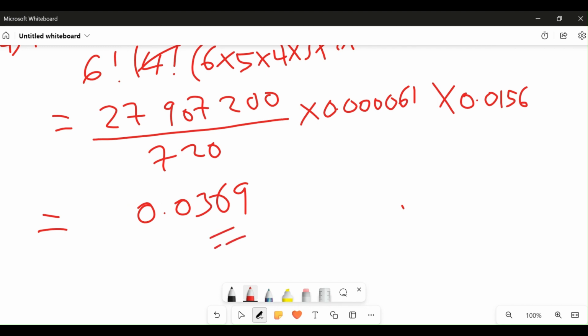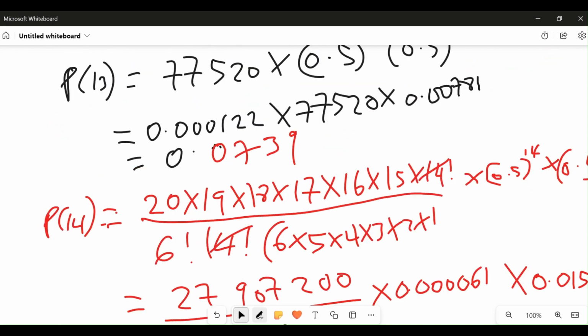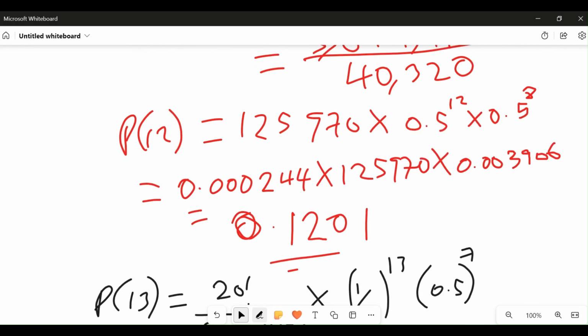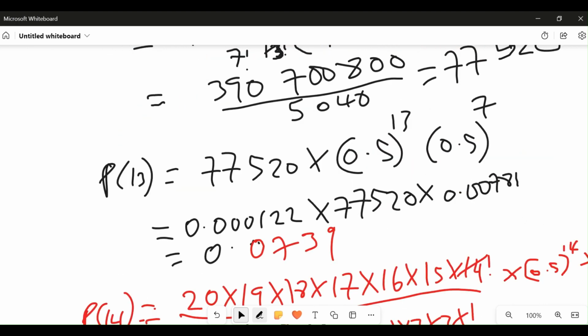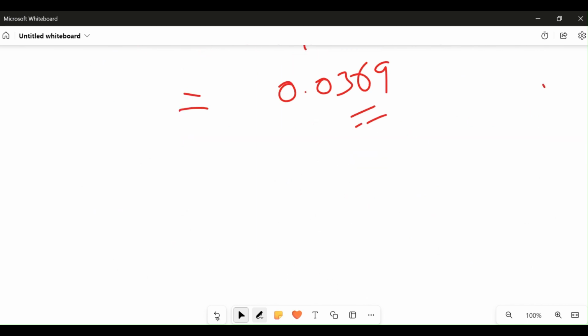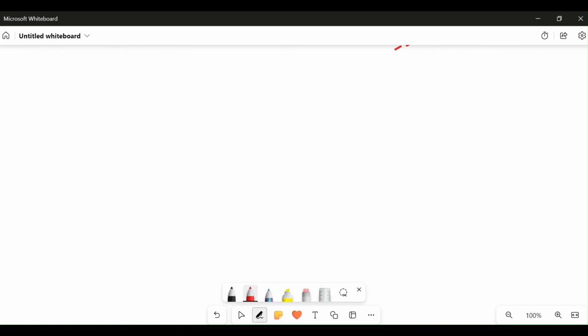We successfully found the probability of 12. We have found the probability of 13. We have found the probability of 14. Now let's find the probability of 15.